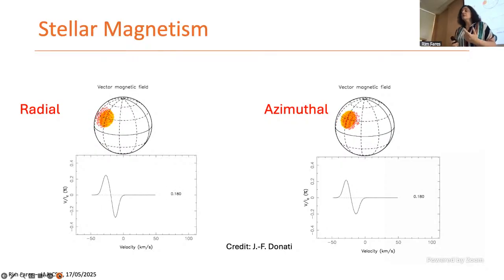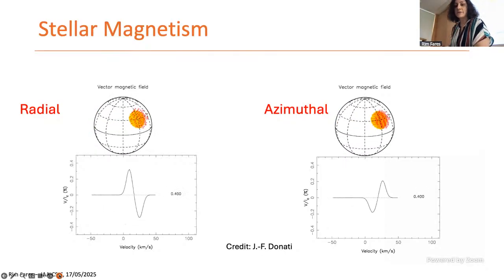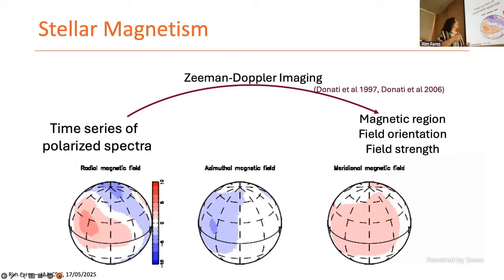So what we can do is we can collect a time series of polarized spectra, and we put them in a code that is a tomographic imaging code, pretty much like what is used in medicine. So we put these polarized spectra in this code, and we reconstruct the large scale magnetic field of the star. Again, we're not reconstructing spots. We cannot see the spots. We're not reconstructing them here in this technique.